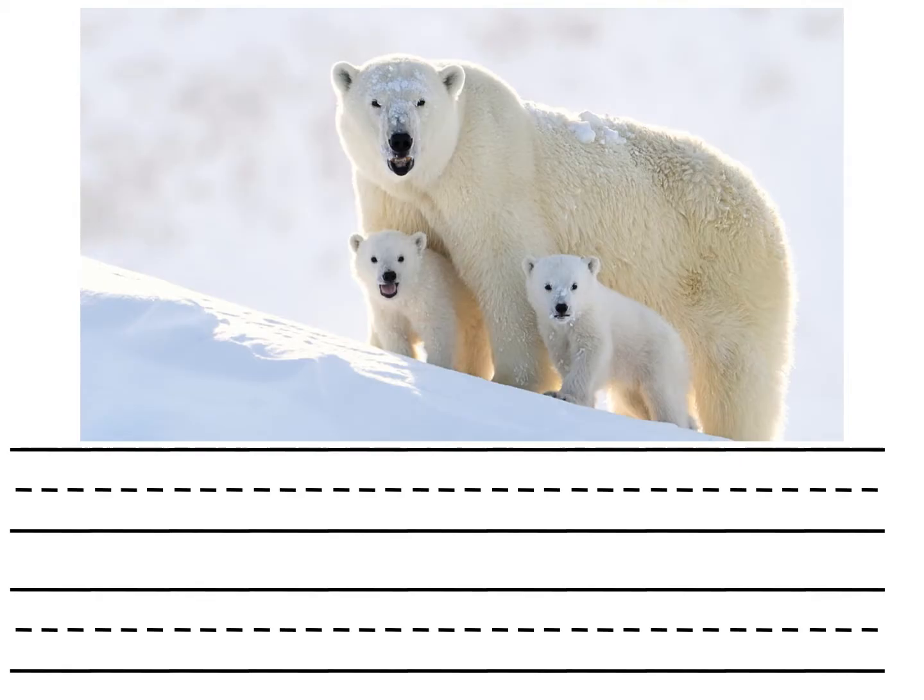All right, friends, we're going to work on a five-star sentence to tell about our picture. Now let's see, in my picture, I see a polar bear and I see baby polar bears. I know that those are cubs. So I think I'm going to write, it has cubs. What do I need to start with? Sentences always start with a capital or uppercase. So it, stretch it. It, it. I, but remember I need an uppercase or capital I for the beginning.